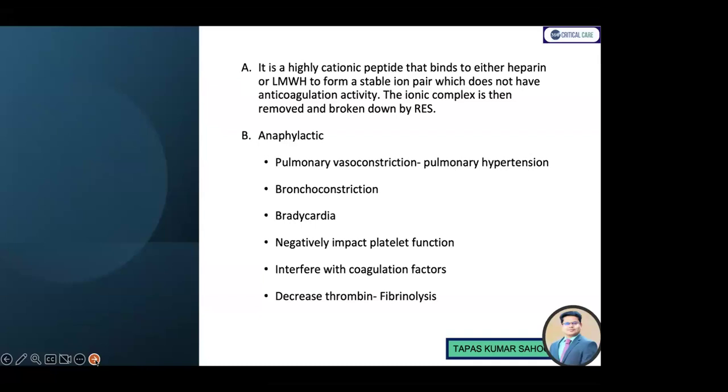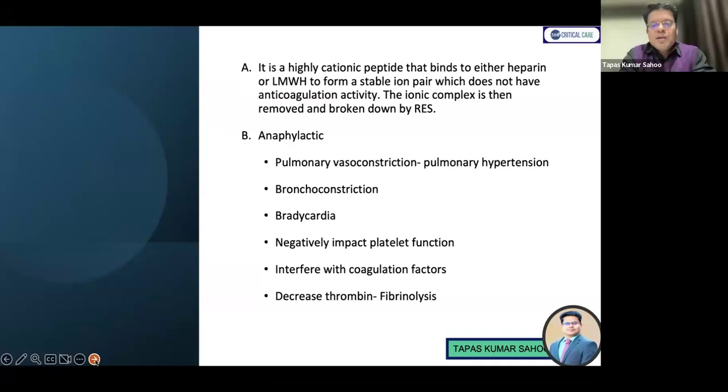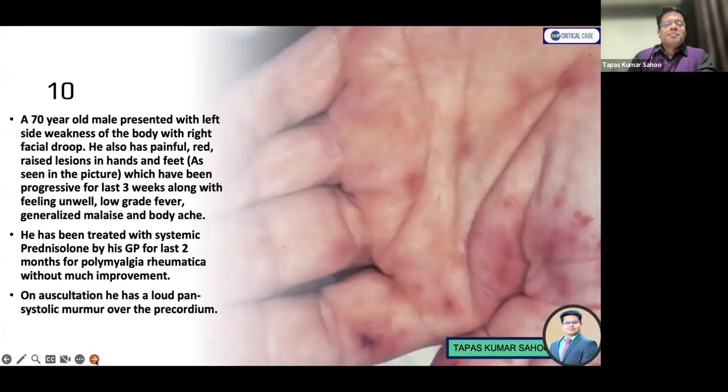Now, the side effects would be anaphylaxis and pulmonary vasoconstriction. Protamine can cause pulmonary hypertension, bronchoconstriction as a result of anaphylaxis, and bradycardia. It can negatively impact platelet function, interfere with coagulation factors leading to bleeding, and decrease thrombin and fibrinolysis. So these are some of the adverse effects of using protamine.